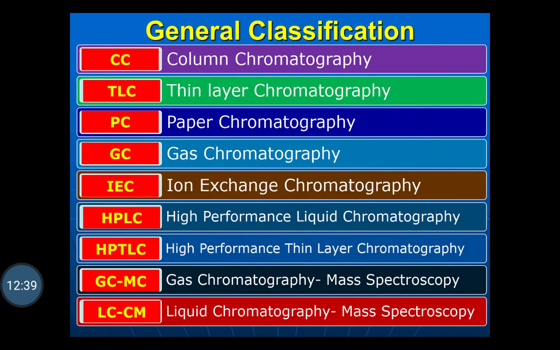Then the general classification of chromatography which is generally used for study: column chromatography, thin layer chromatography, paper chromatography, gas chromatography, ion exchange chromatography, high performance liquid chromatography, high performance thin layer chromatography, gas chromatography and mass spectroscopy, and liquid chromatography and mass spectroscopy. Column, thin layer and paper chromatography are widely used on the laboratory scale.